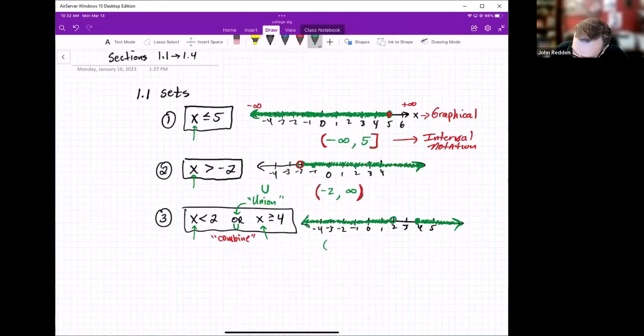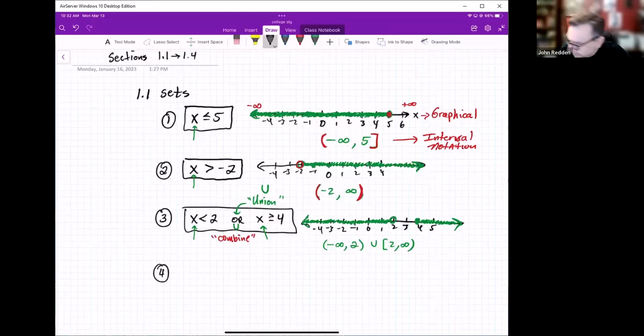For this left piece, I'm looking at negative infinity to 2 with a parenthesis, right? For that open dot at 2. Union, square bracket, 4 to infinity, right? And you always use open parentheses for those infinities. So that would be the interval notation interpretation for this particular solution, which is basically just a compound inequality.